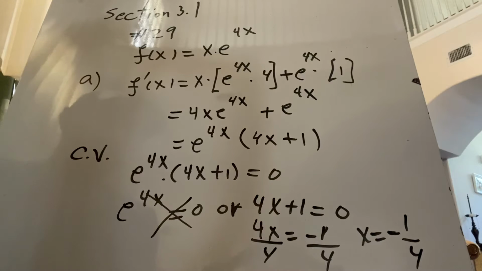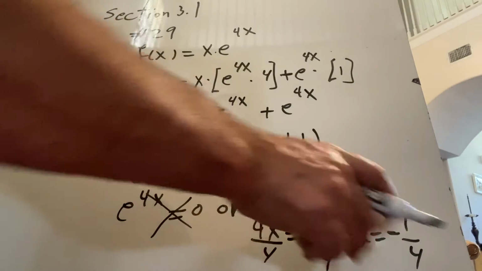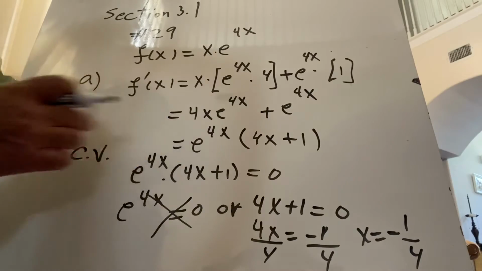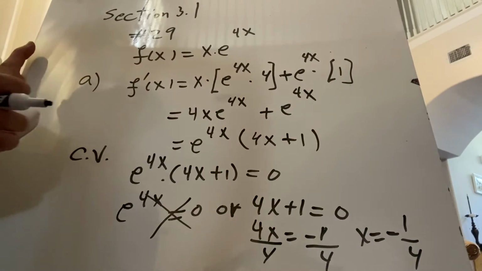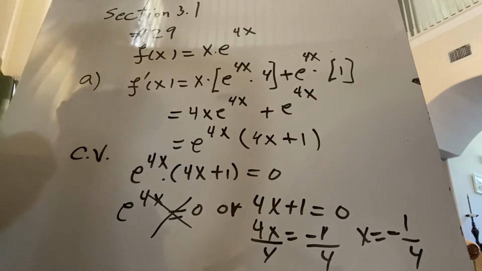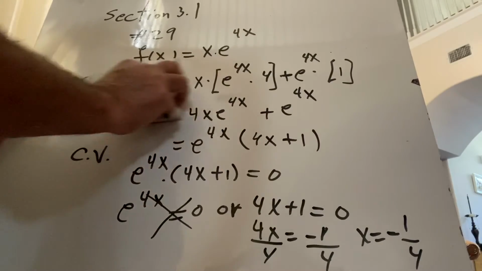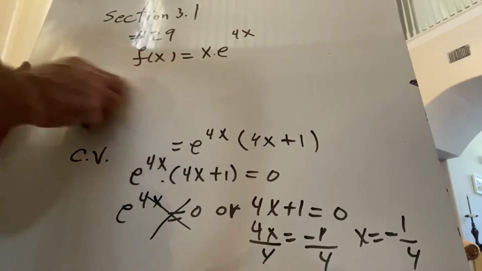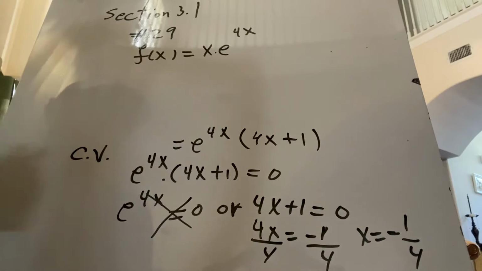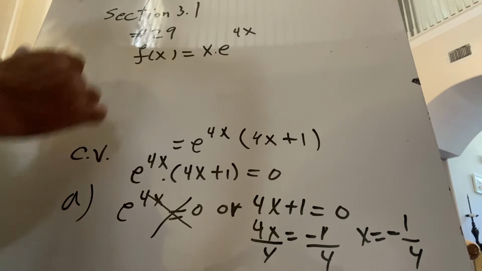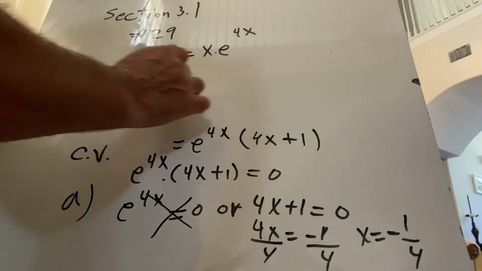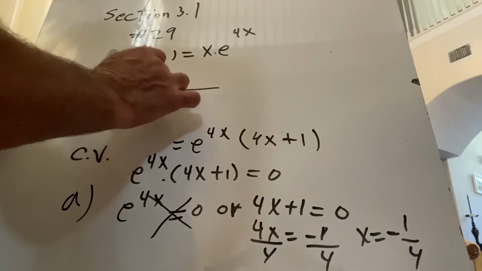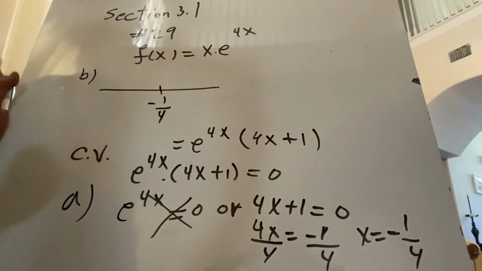Now to answer the second question, to have a relative extremum or extreme value, which means maximum or minimum, we have to look at the sign change as you cross over the critical value. I do need the derivative here, so I'm just going to leave the derivative, because we're going to have to check the sign of the derivative. So that was part A. For part B, we're going to take the number line. We're going to split it at that critical value, and then we're going to observe the sign of the derivative.